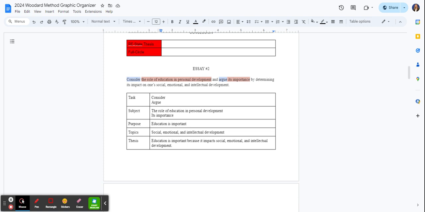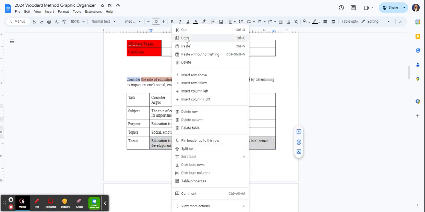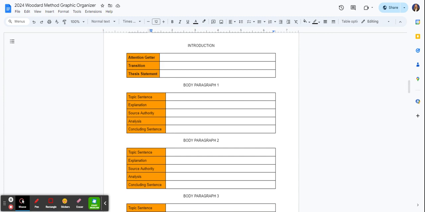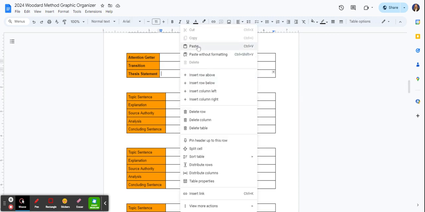to be. So we look at this prompt and we say, are our topics present? Yes, they are present, and they are present with social, emotional, and intellectual development. So now we know that that is referencing the argue its importance, so that becomes our primary subject. So then our purpose is education is important. When we combine it together with purpose plus topics, it ends up being education is important because it impacts social, emotional, and intellectual development. So now I'm going to copy this, and I'm going to come down here, and I'm going to put it into my thesis statement.